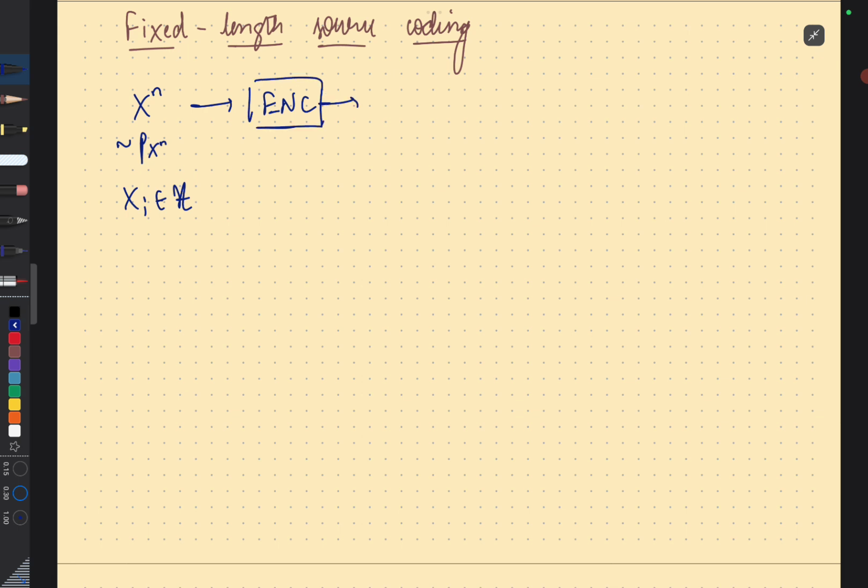using an encoder into a k-bit binary string so that you can decode this in some way. It's assumed that at least for some part of the course, we assume that both the encoder and the decoder know the distribution Pxn. But in the last few classes, we explored the case where the distribution Pxn is not known.